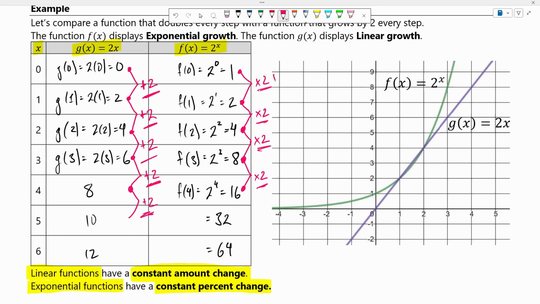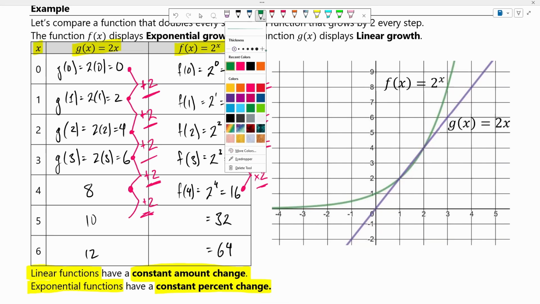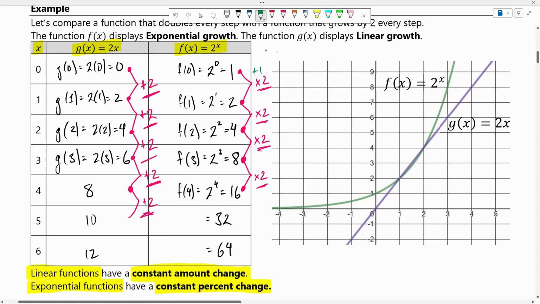This is the same thing as adding, right? And I'm going to put it in a different color so it doesn't get us confused here. I'm going to do it in green. What we're doing here is we're adding 100% every time. We're adding the amount that was there before to itself. So we're adding 100%. That's what is meant by constant percent change.